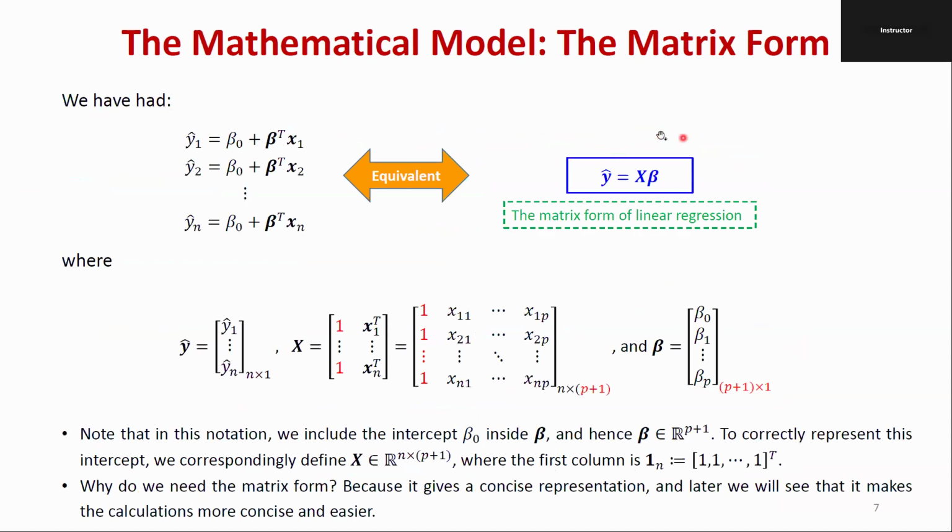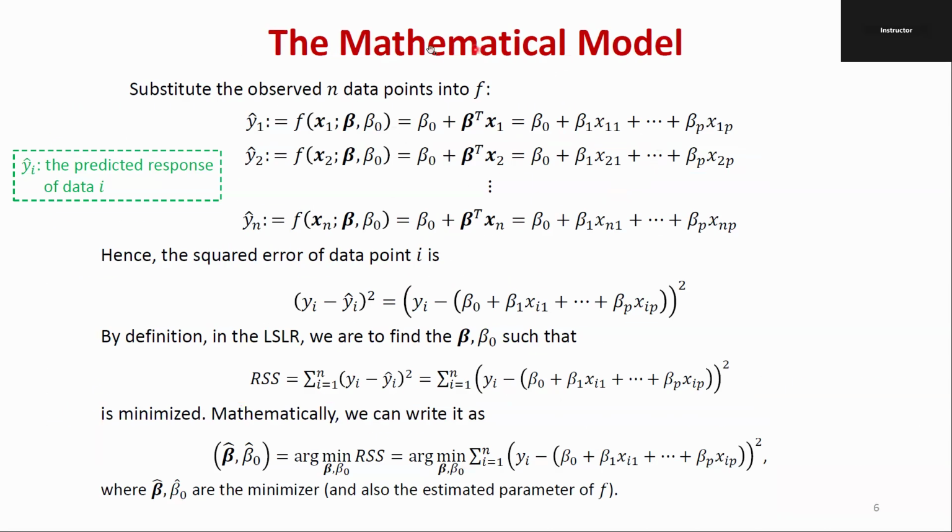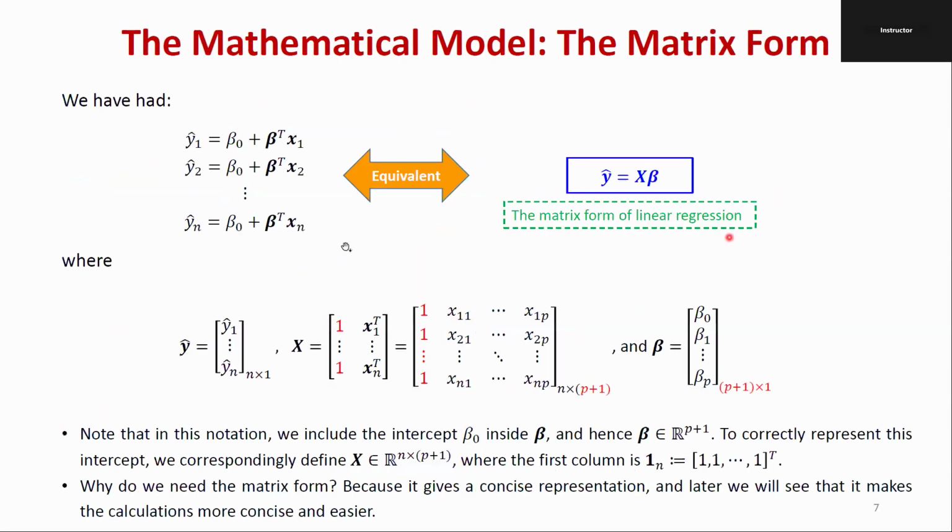Before that, let me first introduce the matrix form. We have already written everything here, but as you can see, it's pretty long, pretty big. Is there a way we can write it smaller? Yes, we can. First, we have y1 hat equal to beta 0 plus beta transpose x1, and y2 hat equal to beta 0 plus beta transpose x2, and so on. Then we can equivalently write it this way, where this y hat vector equals y1 hat, y2 hat, which is the left-hand side.